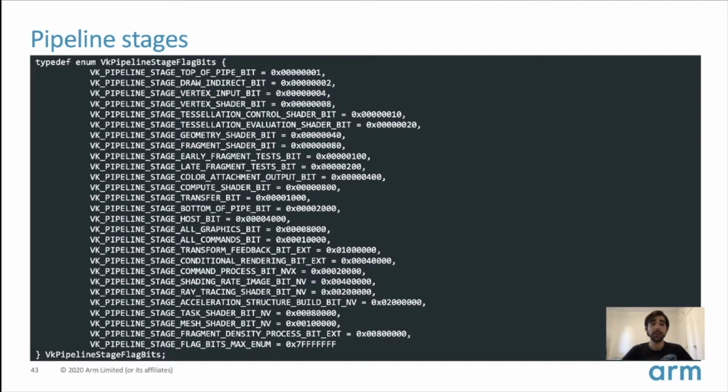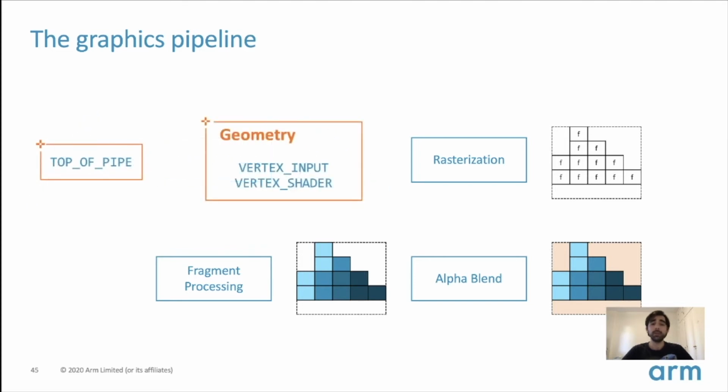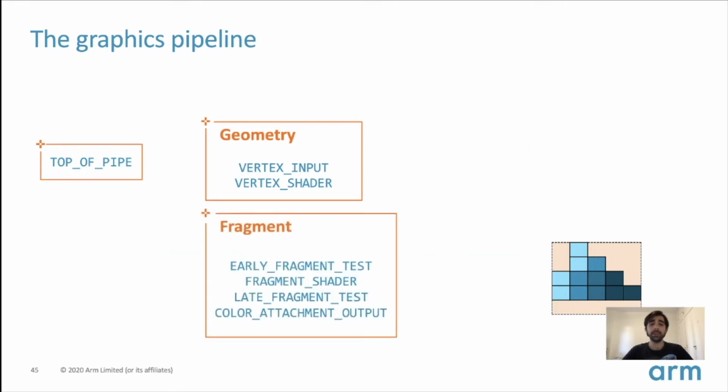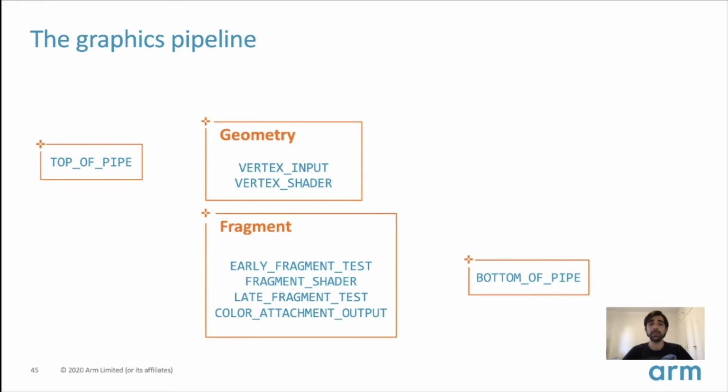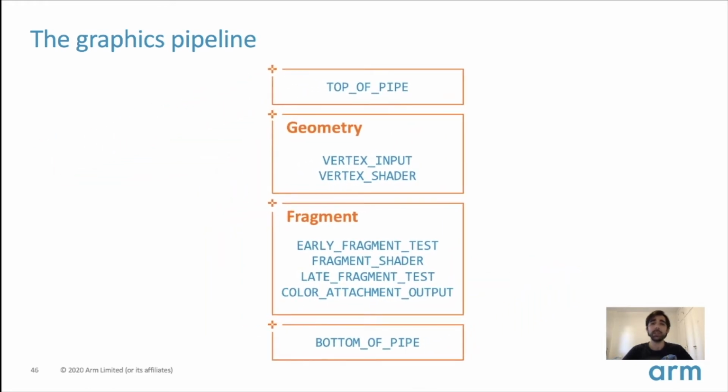Pipeline stages are defined in this Vulkan enumeration, and for our example, we're only going to consider this view. Let's map them to the original graphics pipeline that I showed earlier. First, commands will go through the top of pipe stage. That will be followed by the geometry stages, and after rasterization, the fragment stages, ending with the bottom of pipe stage. Every command we submit to a queue will go through these stages, and the top of pipe is just a way of signaling that a command has been parsed. A bottom of pipe is also a helper stage to signal that the command has been retired.